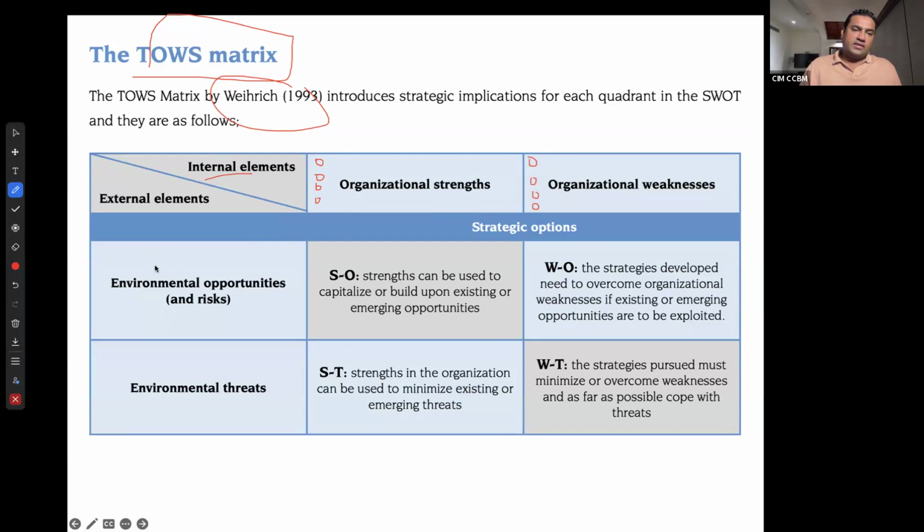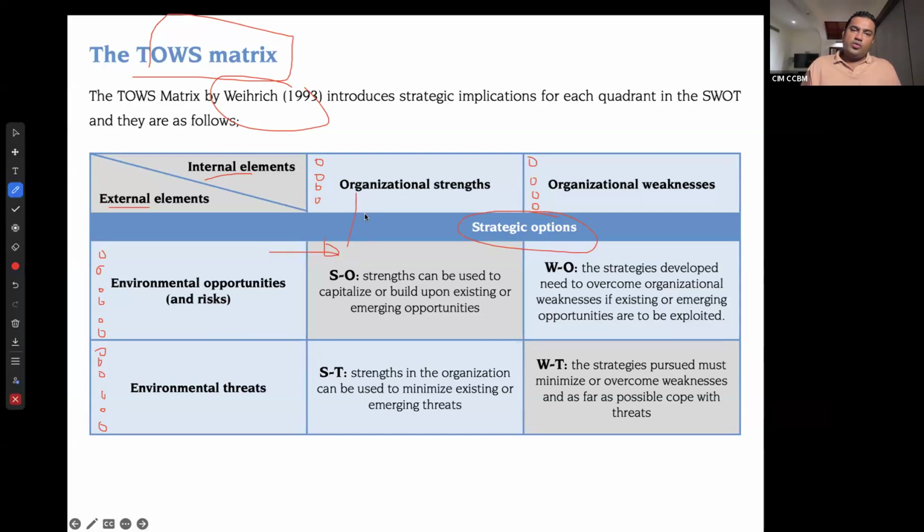Then what are the external opportunities and threats? So you can come up with the bullets, opportunities and threats. So now inside the TOWS matrix, you get the SWOT analysis also. But now you can generate strategic options or strategies for the organization. Same thing, by mixing these.